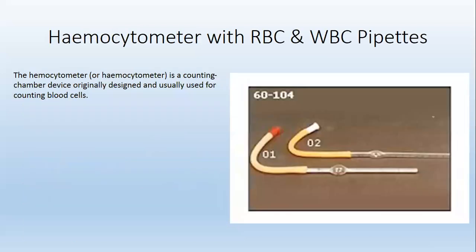Next is hemocytometer with RBC and WBC test. This is RBC and WBC pipette. The red one is the RBC pipette and the white one is WBC pipette. And these are used with the counting chamber, a device designed for counting blood cells.